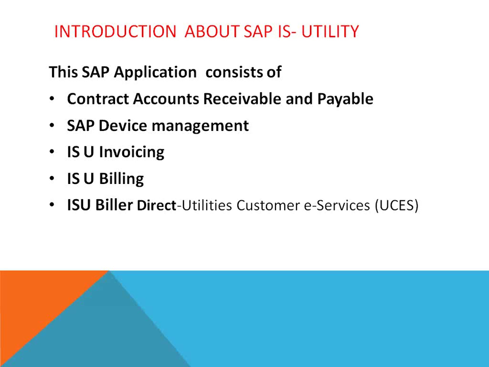So this is basically contract account receivables and payables. All the financial management of accounts basically deals within FICO. And then based on your meters and everything, we take care of it in SAP device management. Then ISU utility invoicing is a different module, and ISU billing is taken care of separately, and this is ISU biller direct. It's called utility customer e-commerce, e-services. So this way it is handled and dealt with.